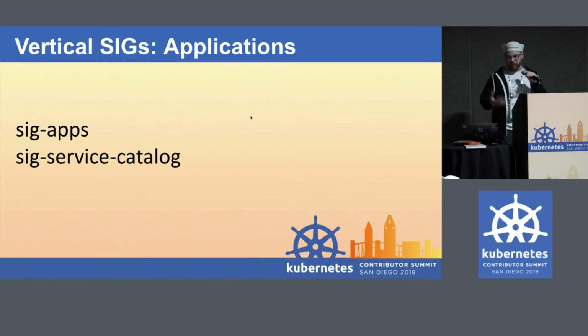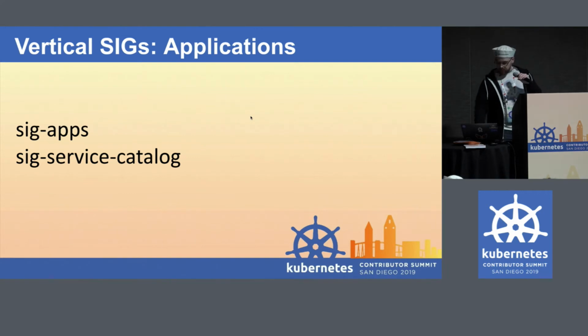Now we get into our vertical SIGs a little bit. So apps: if you've ever created a deployment, a service, or not a service, a stateful set, anything where you get that apps/v1 or something like that, that is owned by apps. Service catalog, they actually are tasked with building an interface for the Open Service Broker API.